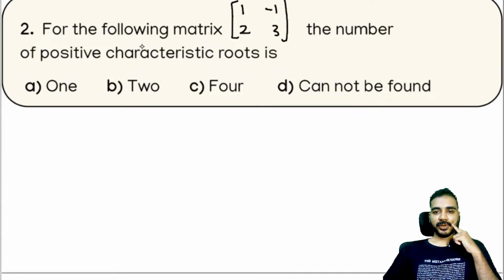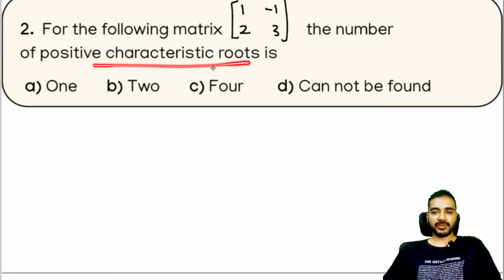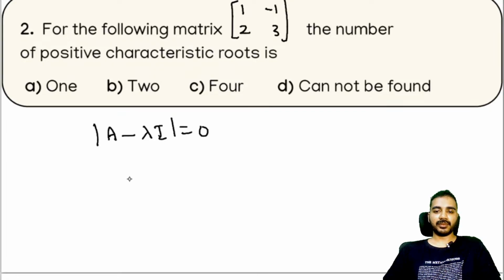So for the following matrix, a matrix is given: 1, minus 1, 2, 3. The number of positive characteristic roots is... what are characteristic roots here? It is nothing but the eigenvalues. So in order to solve this, we have to find the determinant of A minus lambda I equal to 0. This is the characteristic equation of this matrix.